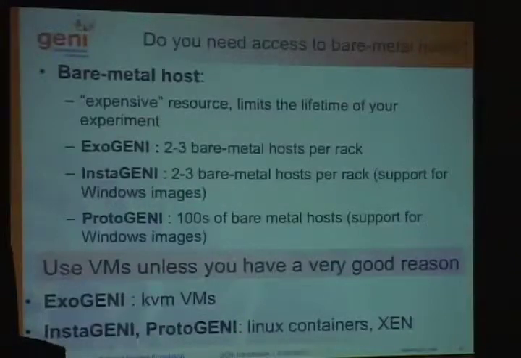So, bare metal hosts: ExoGENI and InstaGENI both provide a couple of bare metal hosts per rack. The proto-GENI sites actually have several hundred. The site at Utah has 600. There's one at Kentucky that has, I think, 200. So if you need lots of bare metal, you're best off going to proto-GENI. If you need 1 or 2 machines spread out over a number of sites, ExoGENI or InstaGENI will be fine.